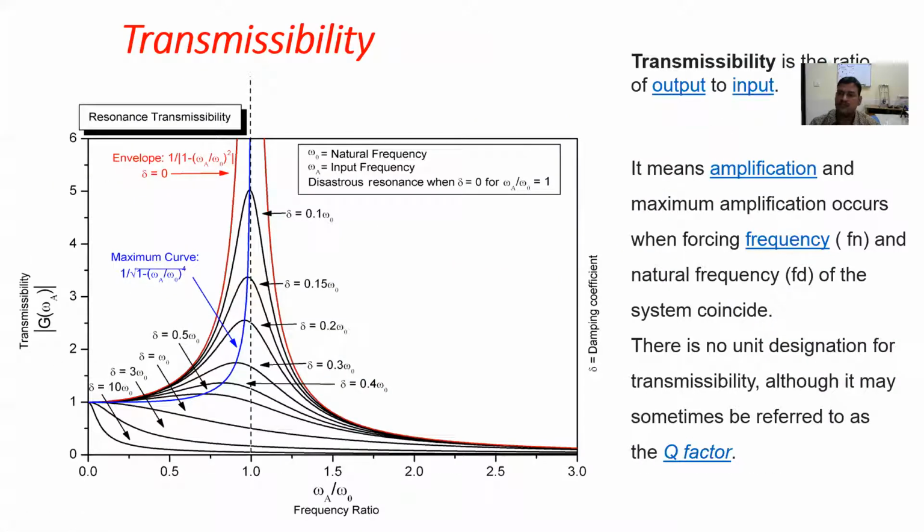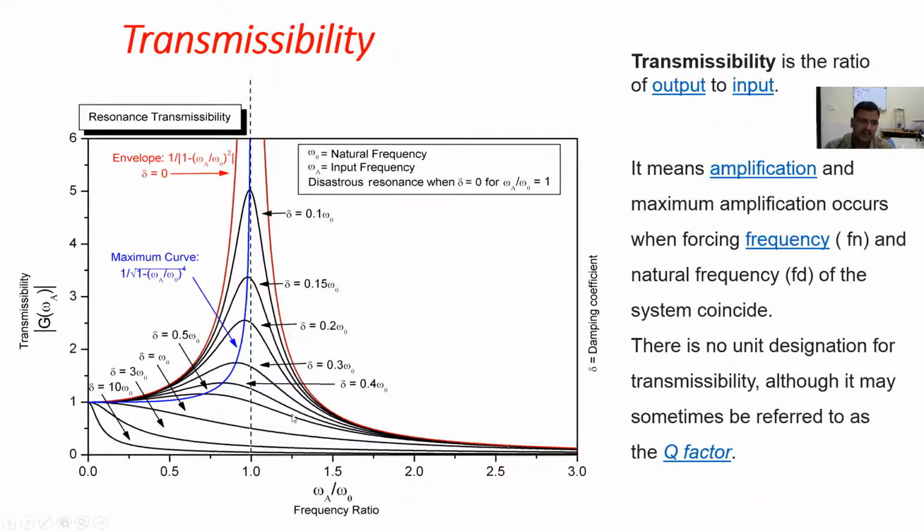Now you know that transmissibility is a ratio of output to input, isn't it? Output force upon input force. So whatever force is given by the system, for example here the motor will generate some force, and what is the output we are receiving at the resonance is known as the transmissibility.